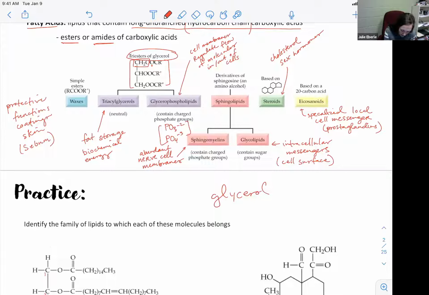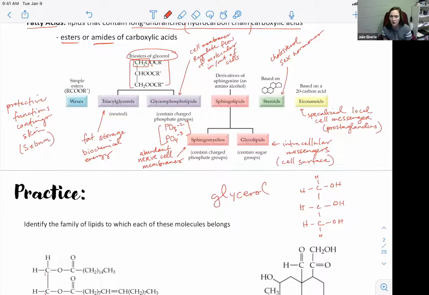Okay, glycerol looks like this. We've got 3 carbons, and the top and the bottom each have 2 hydrogens bonded. Then we've got a hydrogen here, and they have these OH groups. Every carbon gets an OH group. Okay, this is glycerol. This is the backbone for many kinds of fats, specifically triacylglycerols or glycerophospholipids.